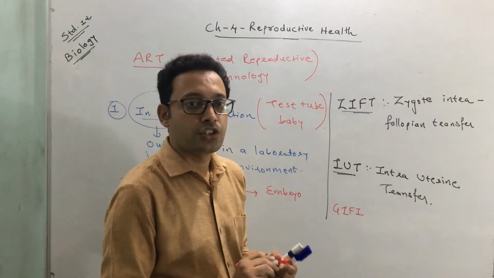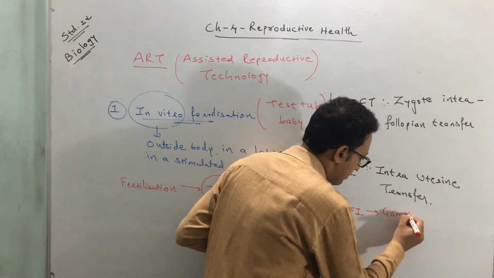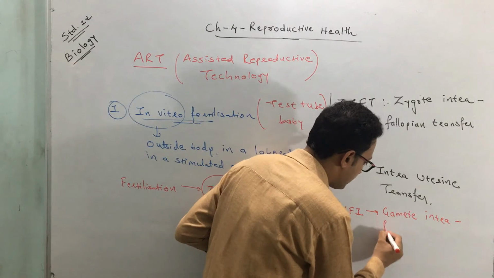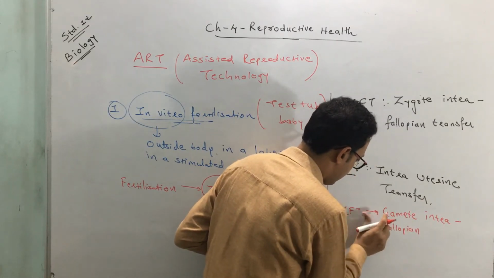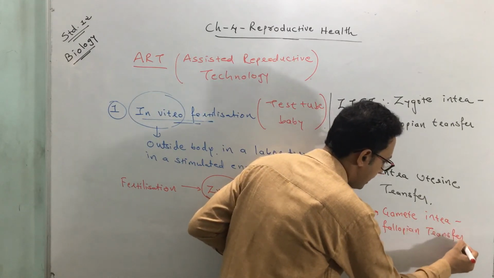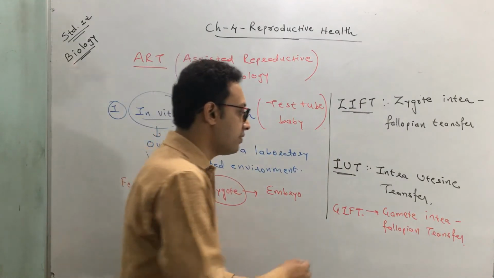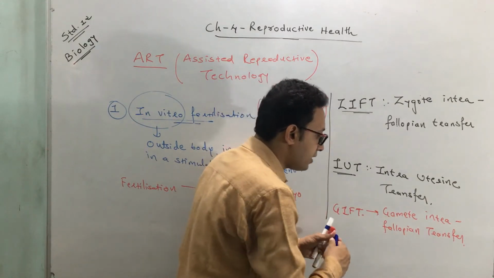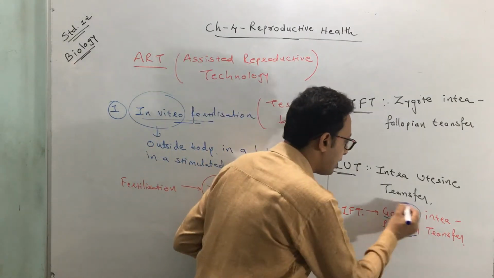What is GIFT? G means gamete, I means intra, F means fallopian, T means transfer. GIFT, gamete intra fallopian transfer. The name itself suggests where the transfer takes place. The transfer takes place in the fallopian tube. What is transferred? The gamete is transferred.